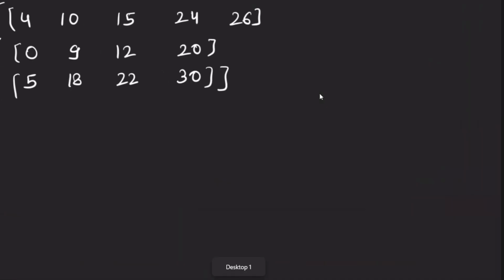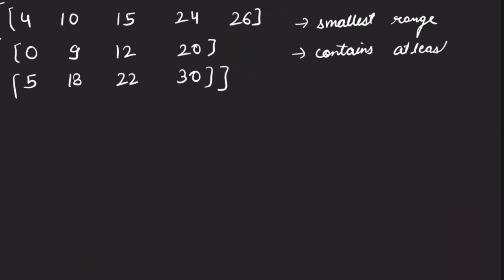So what they are saying is that we are given K lists in our question, and we need to find a range such that that range contains at least one element from each of these lists, and that range should be the smallest. That means we need to find a smallest range, and that range should be such that it contains at least one element from each of the lists, right?